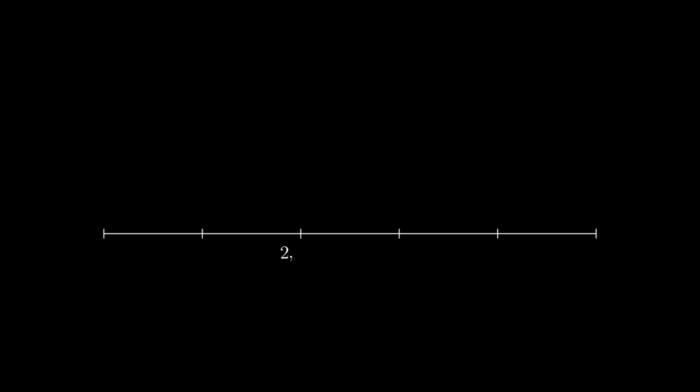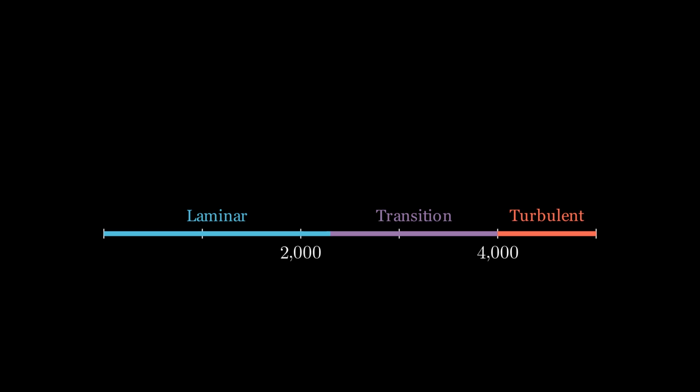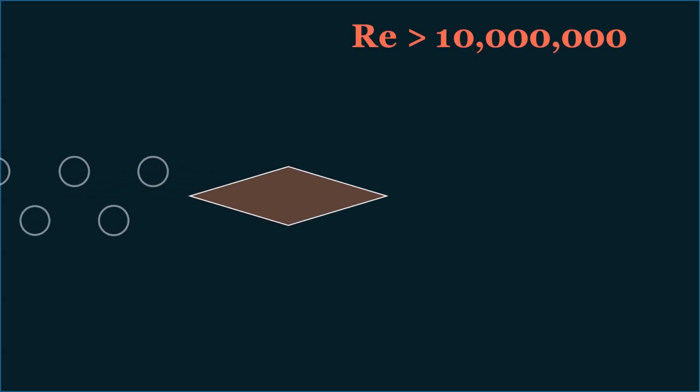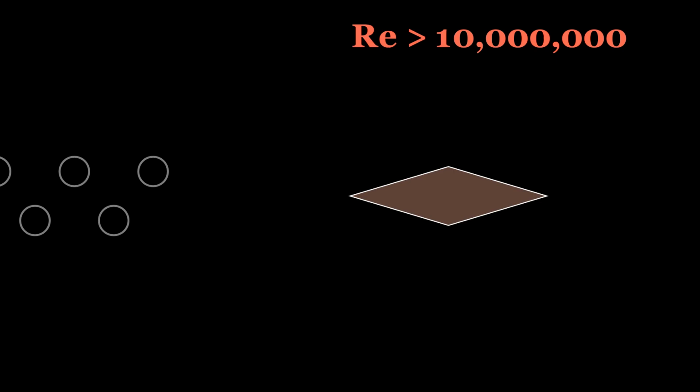In pipes, the rules are clear. If Re is less than 2300, it's laminar. If it's greater than 4000, it's turbulent. Anything in between is the messy transition. Consider a canoe moving at 5 mph. Its Reynolds number is over 10 million. Because that number is so huge, the inertia bully wins easily, and the flow is definitely turbulent.